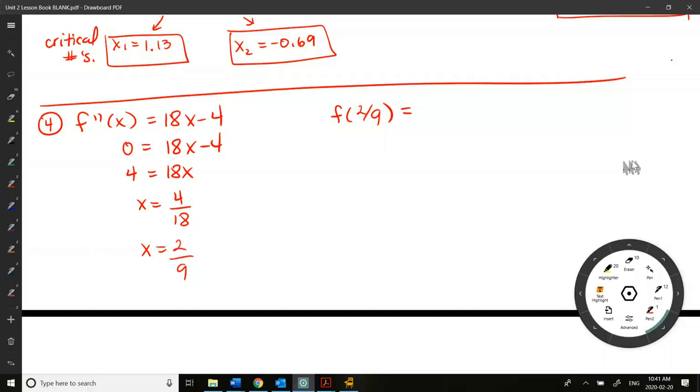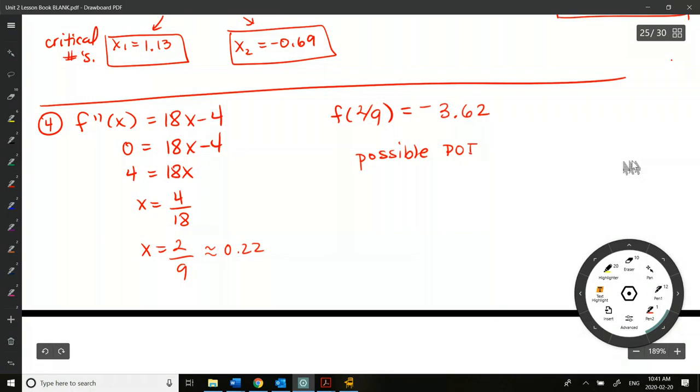Okay, when we go to graph, we will need to know the approximate value of this, so we can do 0.22. And what do we get for this when we plug it into the function? More decimals? No? What is it? 6.2? Okay. Oh, okay. You plugged in 2 over 9, Anita? Yeah, okay. So we have a possible point of inflection at about 0.22, negative 3.62.